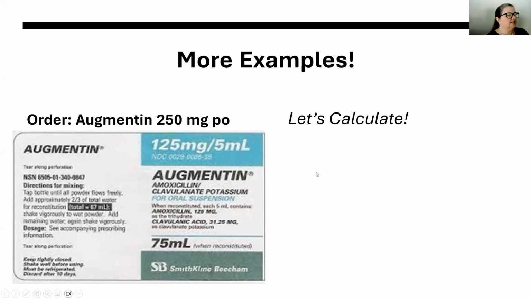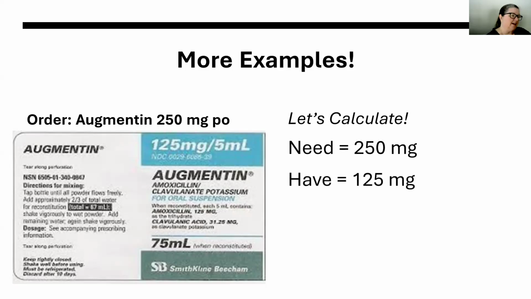So we're going to take a look at this. Our need is 250 because that's our order. What does our have here? If you answered 125, you're correct. And then our volume, if you answered 5 mLs, you'd be correct, because here, notice this actually has a number in front of it. It's not just mL, so it's not 1.